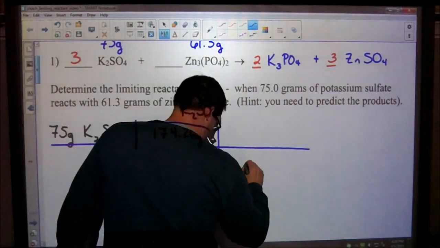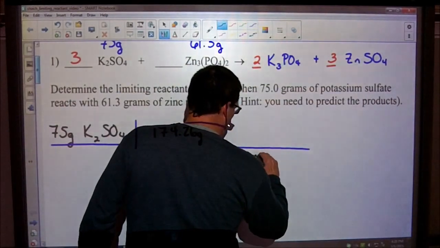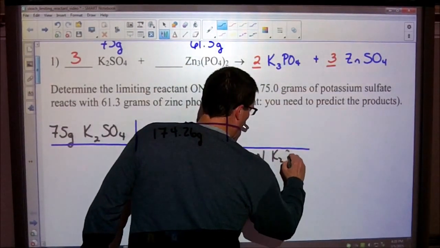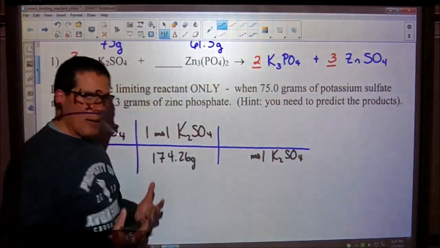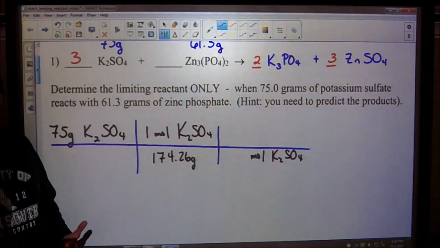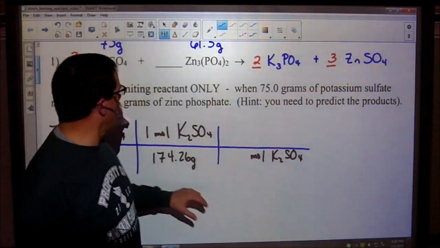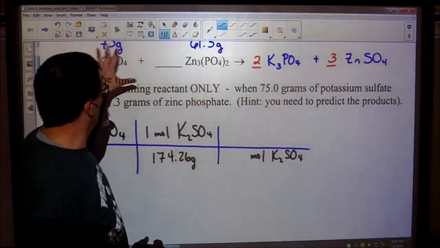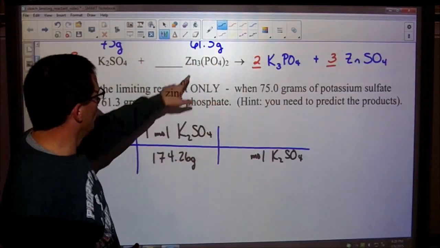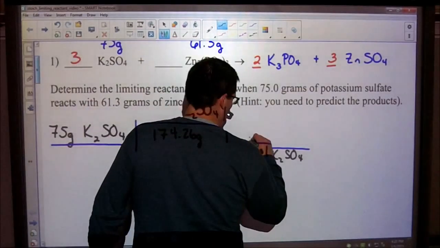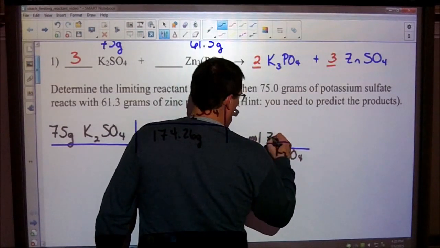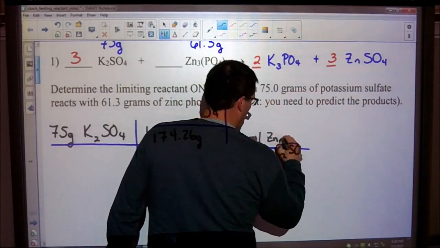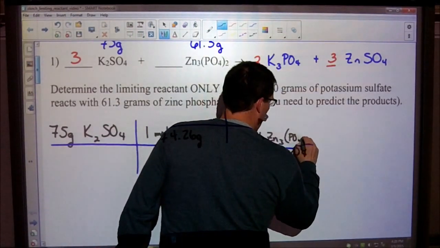So I'm going to put my moles of potassium sulfate down here, because again, I'm looking to determine who the limiting reactant is. So in this mole ratio, I'm going to compare reactant to reactant. So I want to compare moles of each of these to one another. Since I have moles of potassium sulfate down there, I want to have moles of zinc phosphate on top.